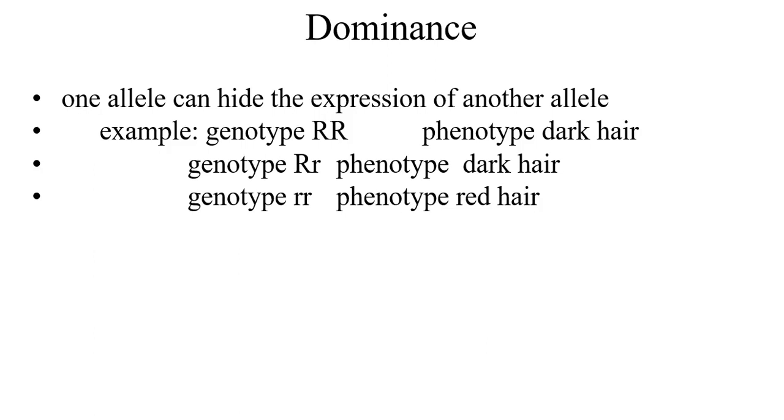But where dominance comes into play is this one in the middle, where the person is big R, little r. In that case, notice what's going to happen is the little r is going to be completely hidden. So we are going to only see the effects of this one allele. The other allele recedes, or is said to be recessive. So basically that would be dominance. One allele completely hides the effect of the other allele.